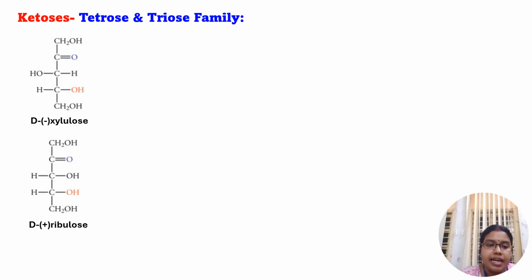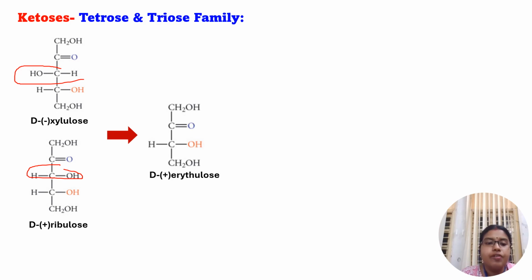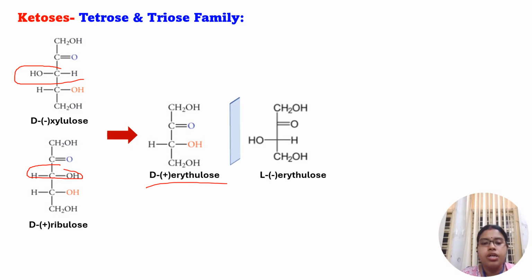From the xylulose and ribulose, again we can see only the C3 position is different in orientation. So if we delete the C3, we will get the ketotetrose molecule, that is the erythrulose. So it is the D-erythrulose, that's why OH is on the right hand side and H on the left hand side. If we take the mirror image of the erythrulose, we will get the L-erythrulose.